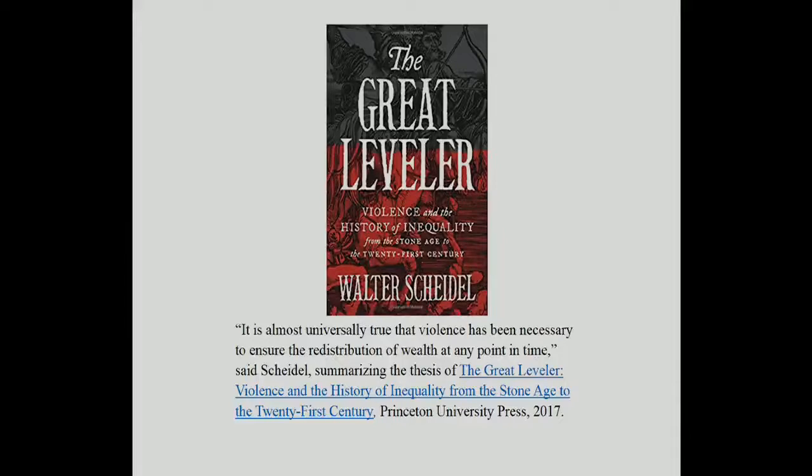It's almost universally true that violence has been necessary to ensure the redistribution of wealth at any point in time. So what he's ending up saying is major wars, revolutions, riots, plagues, when a lot of the population dies because of infectious diseases, have historically in our society been the only ways that you begin to undo inequalities. And that's a pretty scary story, right? So it's hard to undo.